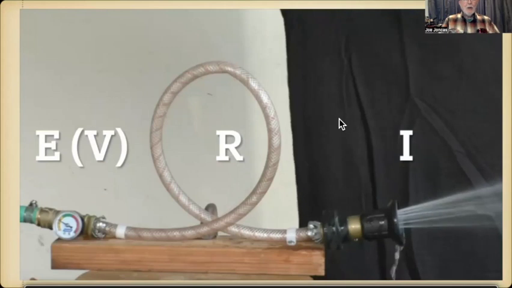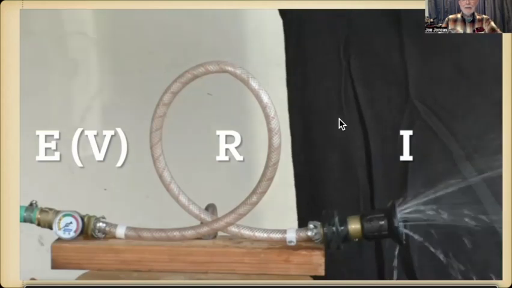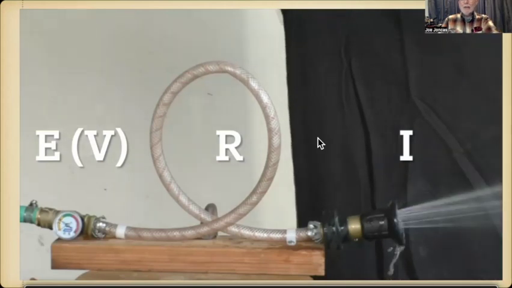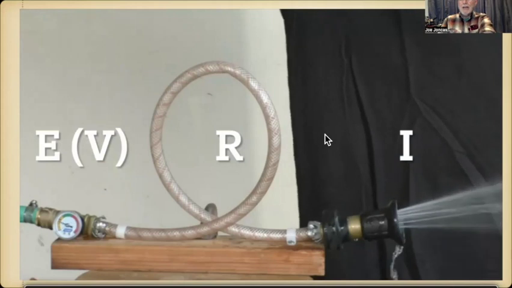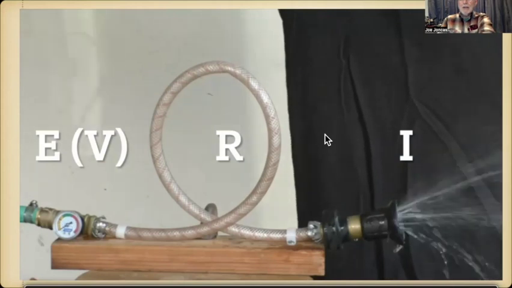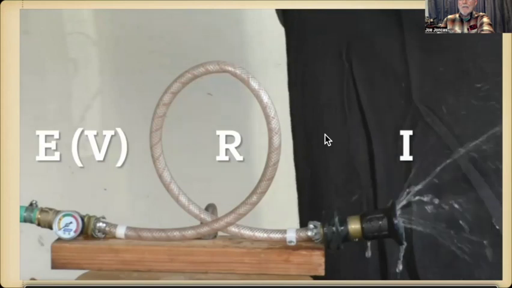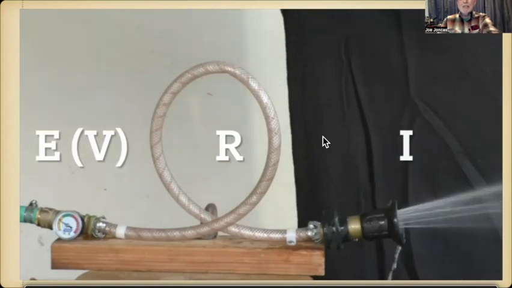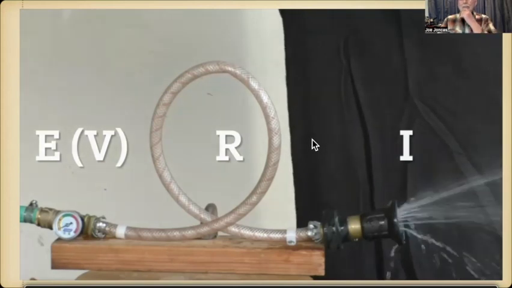Now watch this. Watch the meter on the left. See the voltage drop? And then watch the water on the right. The voltage is dropping off and the current's dropping off, and the resistance is staying the same.